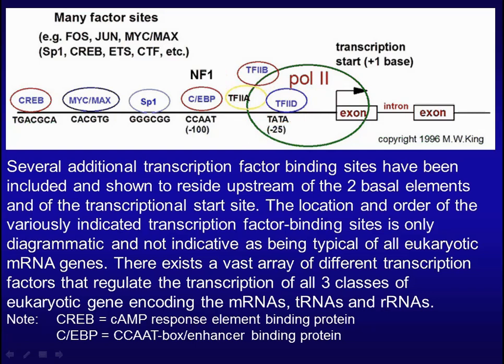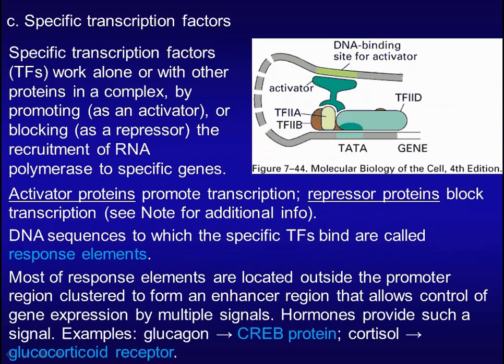In some cases, this is sufficient to form the initiation complex, and the RNA polymerase II can start basal minimal transcription. In some other cases, NF1, CBP, and SP1 are required to form the initiation complex. Specific transcription factors work alone or with other proteins in the complex by promoting or blocking the recruitment of RNA polymerase to specific genes. Activator proteins promote transcription. Repressor proteins block transcription. DNA sequences to which the specific transcription factors bind are called response elements.